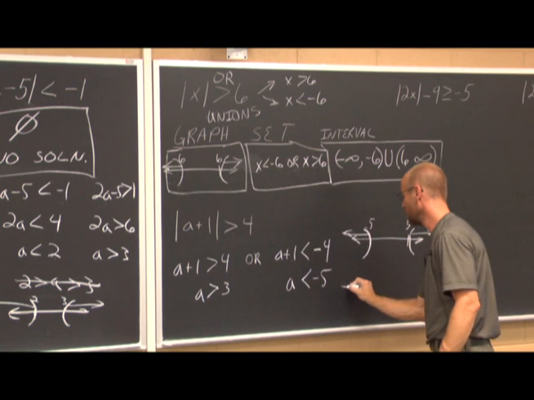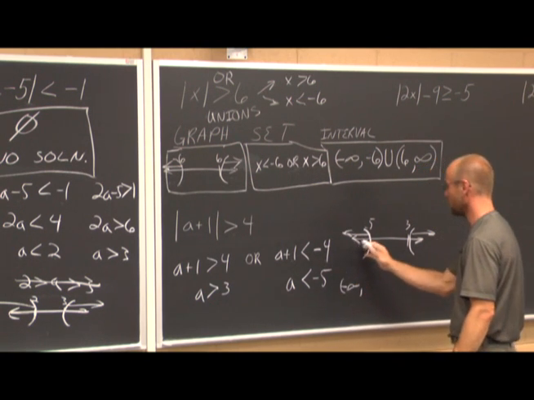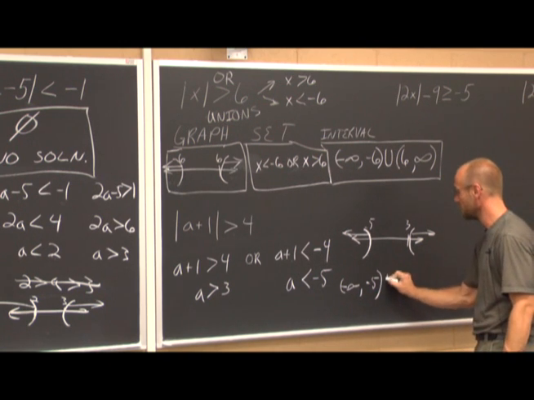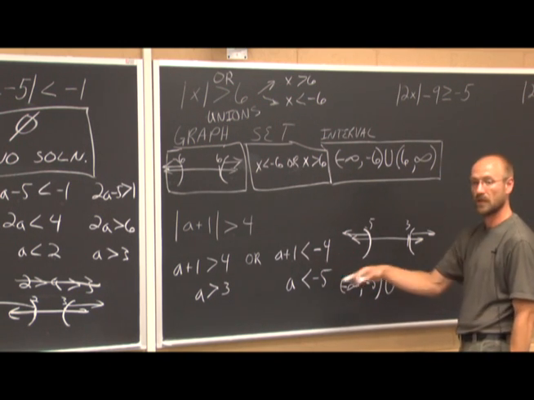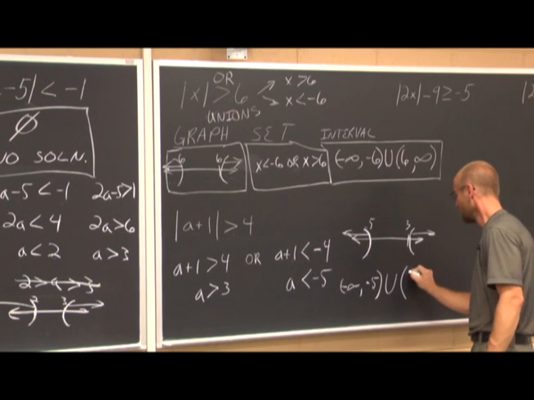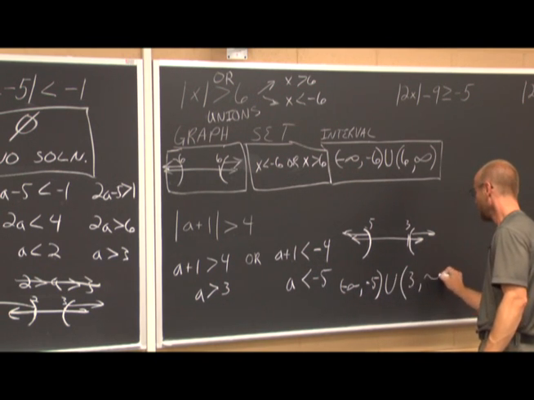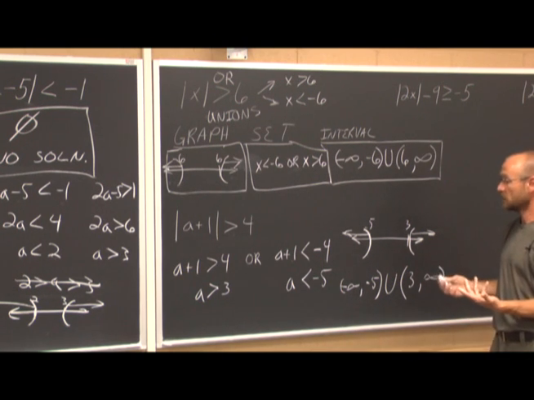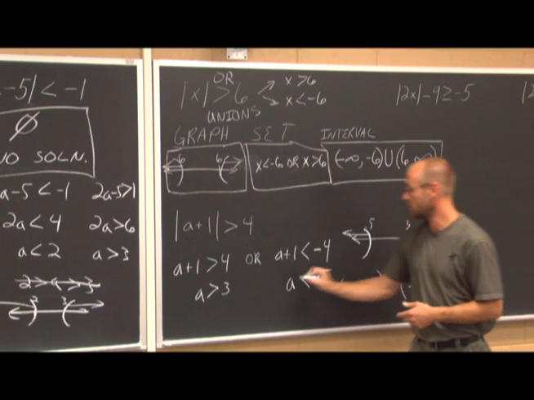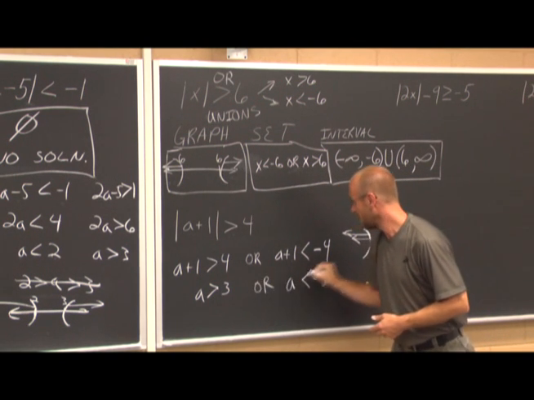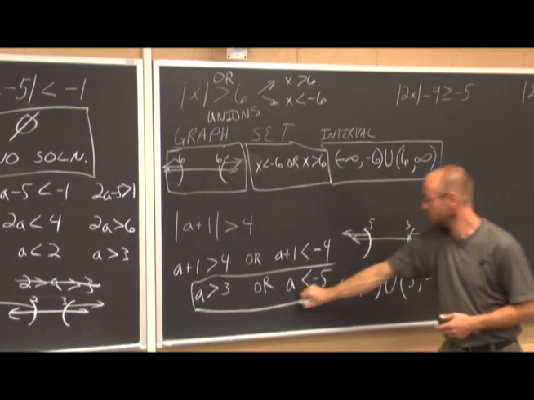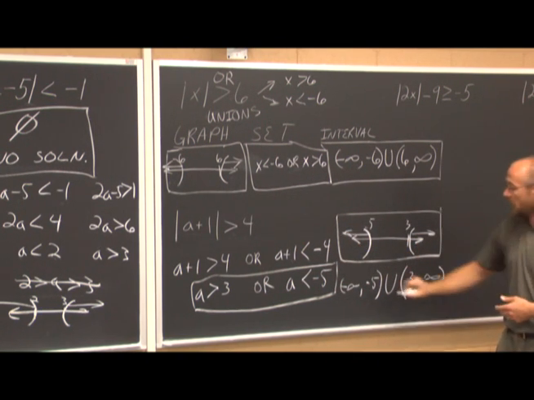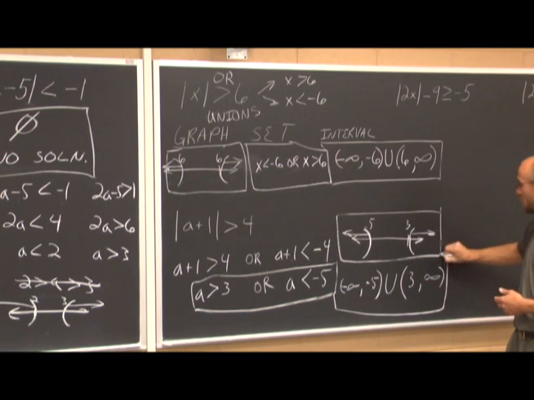Where does that arrow go to? Negative infinity. As we move to the right, we get to negative 5. Does not include it. We use the union symbol because it's an or statement, a union. We start at 3, but not including. And this arrow continues on for infinity. So the 3 ways to represent our answer, we have our set notation, we have our graphical representation, and we have our interval notation.